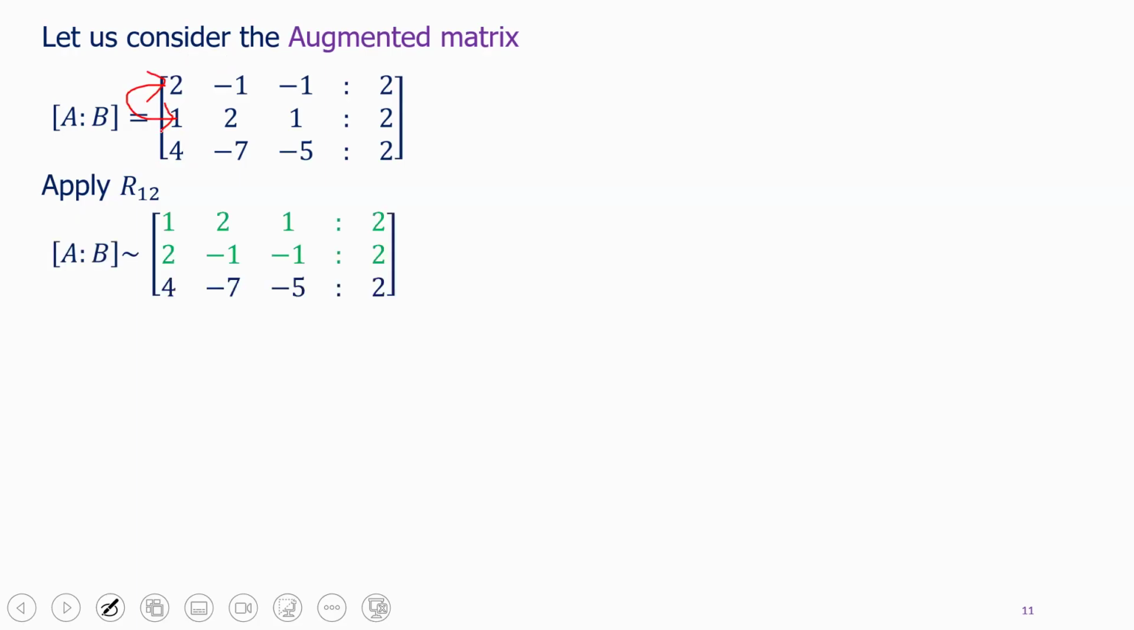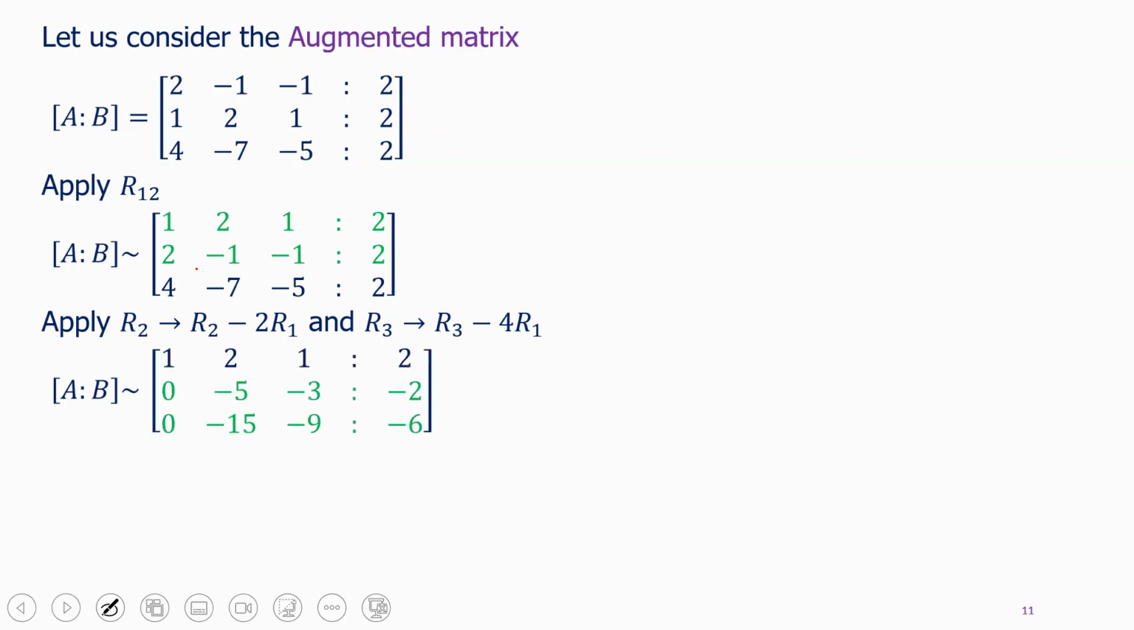The reduced, equivalent matrix is 1, 2, 1, 2. The second row becomes the first row and the first row becomes the second row: 2, minus 1, minus 1, 2, and 4, minus 7, minus 5, 2. Now, what is our aim? The next aim is, using A11, which is 1, to make the elements below it 0. For this purpose, we apply R2 goes to R2 minus 2R1, and R3 goes to R3 minus 4R1.